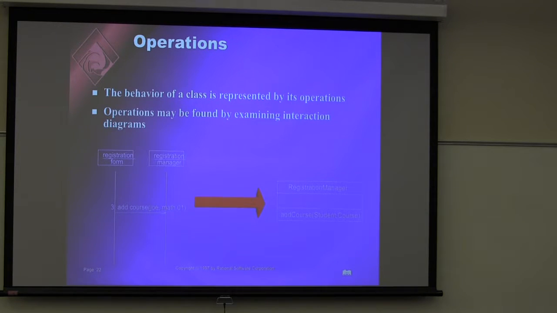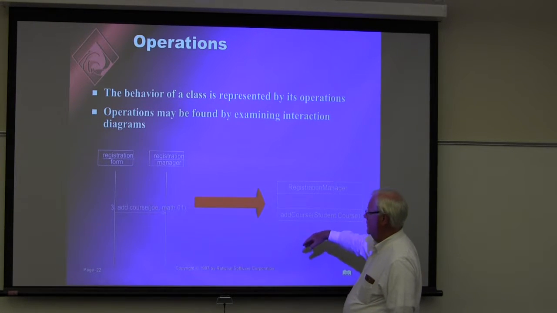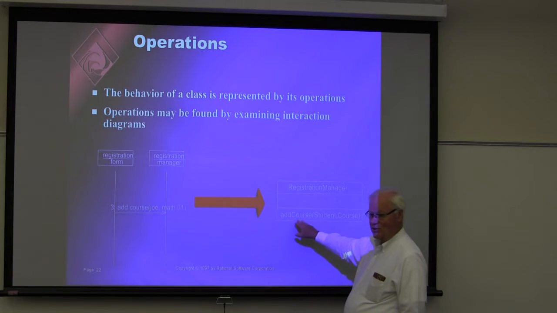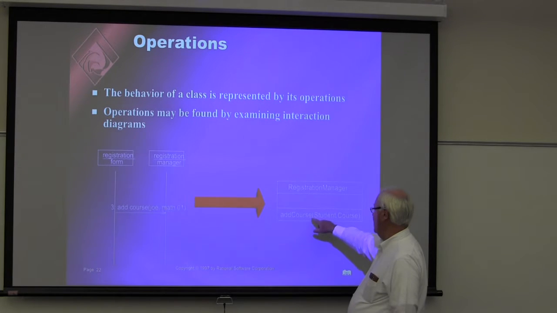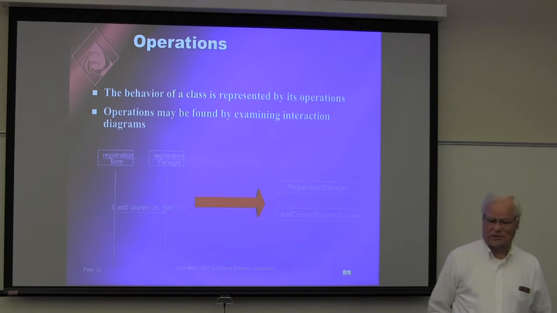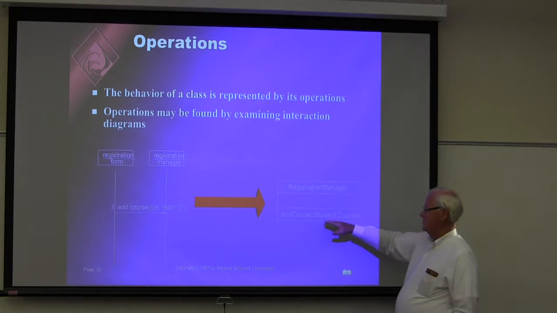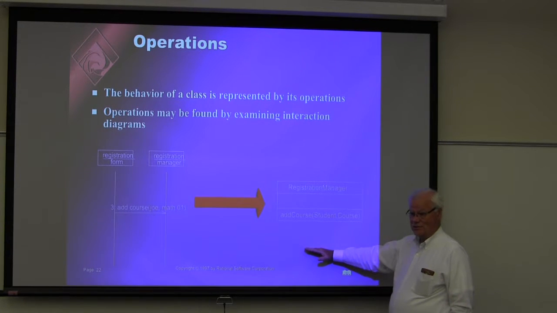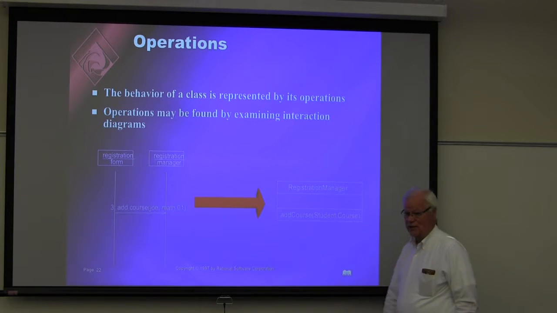The behavior of a class is represented by its operations, and that's the third area in the rectangle. So notice registration manager has, one of its operations is add course. What else does it have? Delete course. And what they have to do is put student and course, because in this case we're talking about adding a course for a student. So adding a student to a course. So there are all kinds of other activities within registration manager. This is add course, which means add student to a course. There's also going to have to be one for adding new courses or deleting old courses that were taken out.